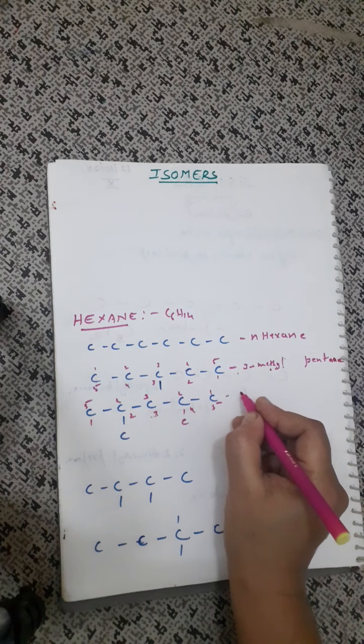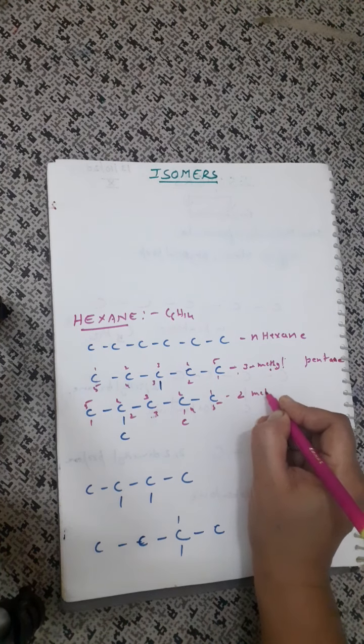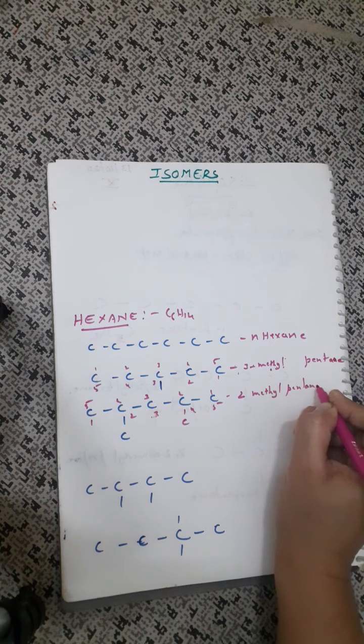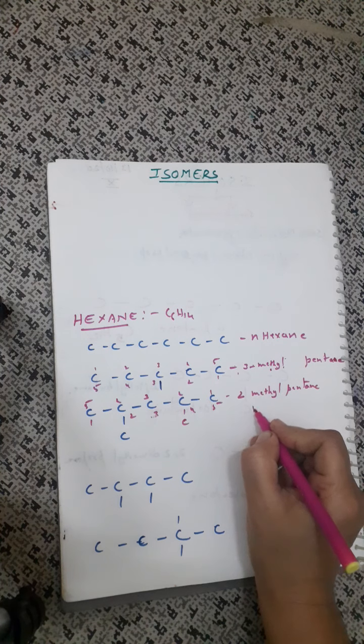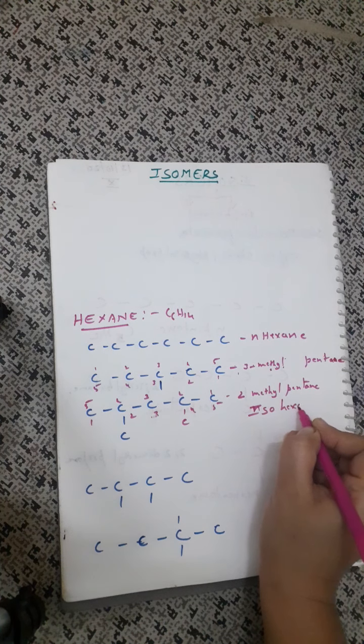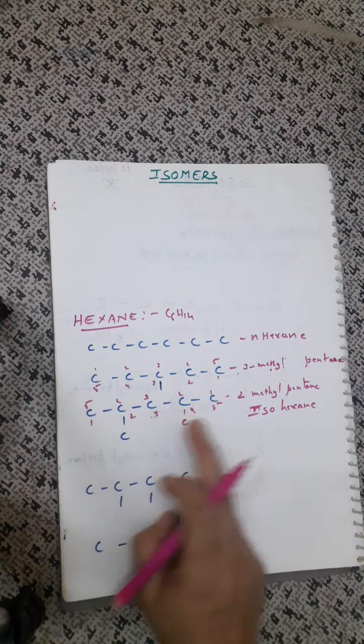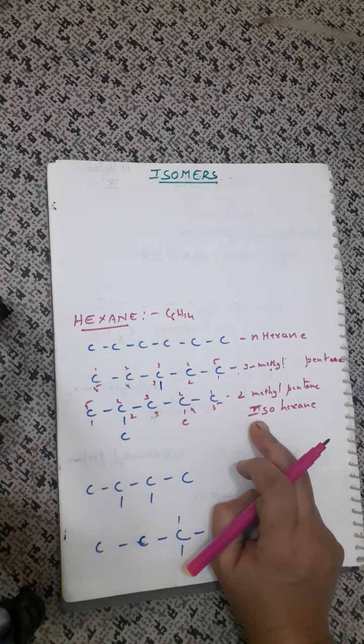So what is now this compound called as? 2 methyl pentane. Okay, or commonly referred as what? Isohexane. As I told you, if there is a methyl group attached to the second carbon, we term it as an iso, commonly called as iso.